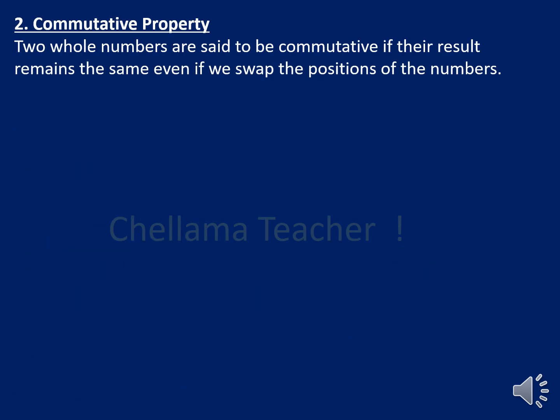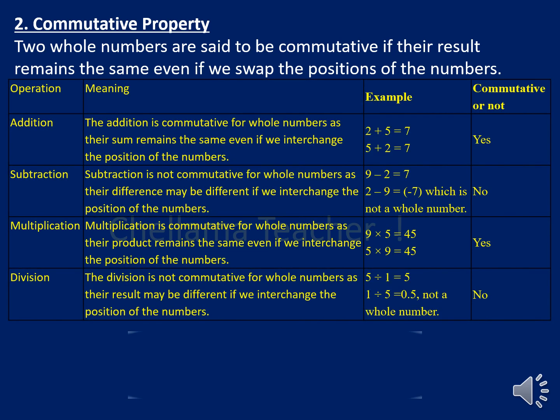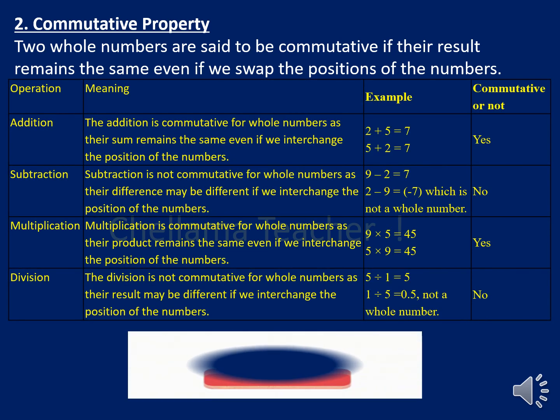Next is commutative property. Two whole numbers are said to be commutative if their result remains the same even if we swap the position of the numbers. Let's see the basic operations.